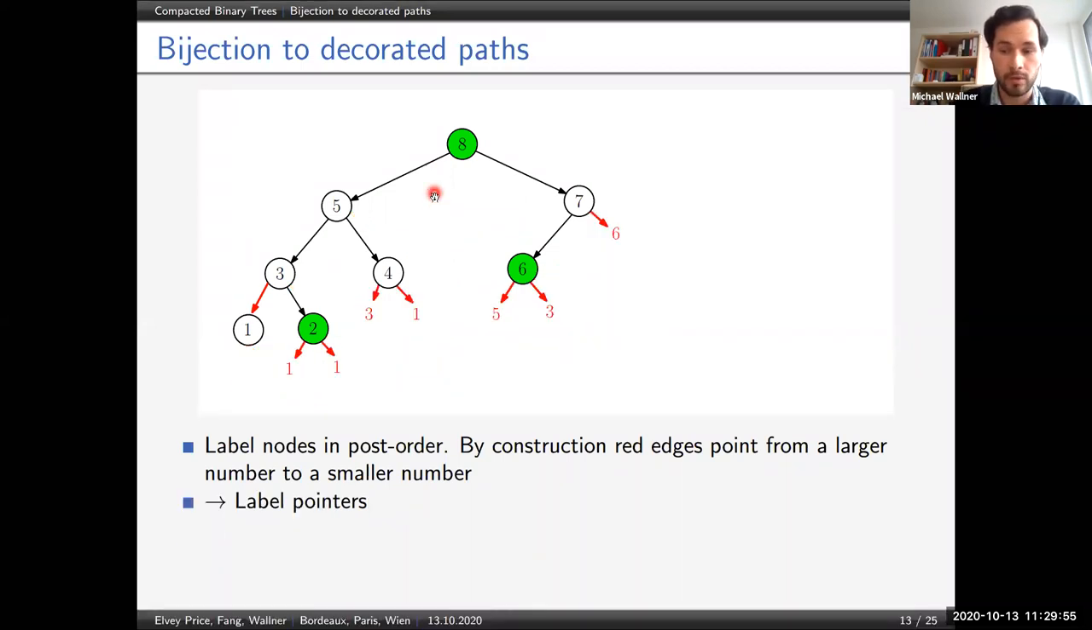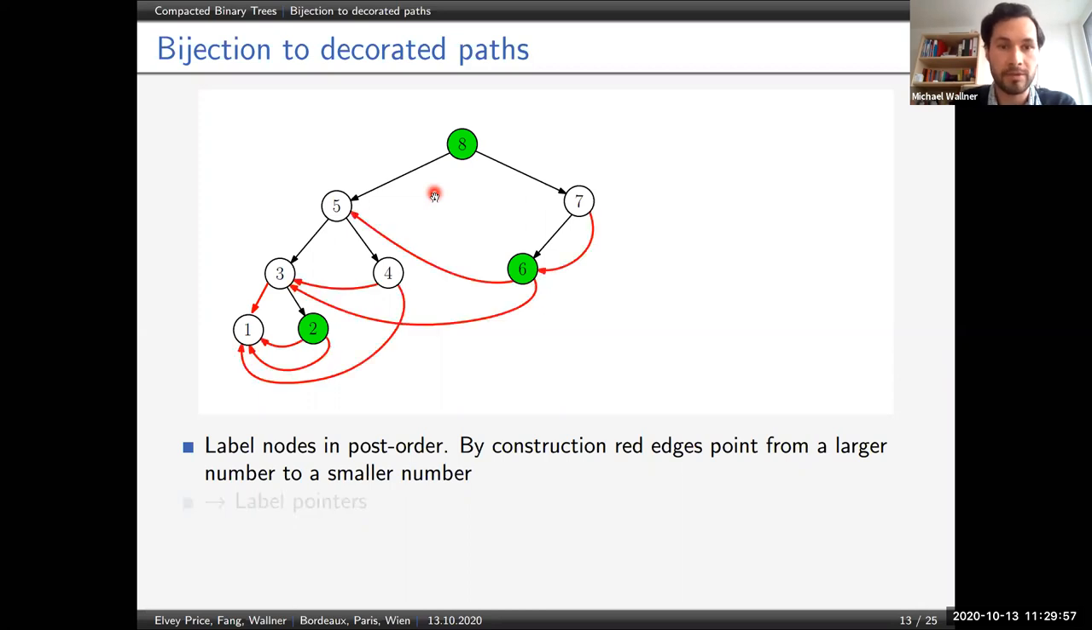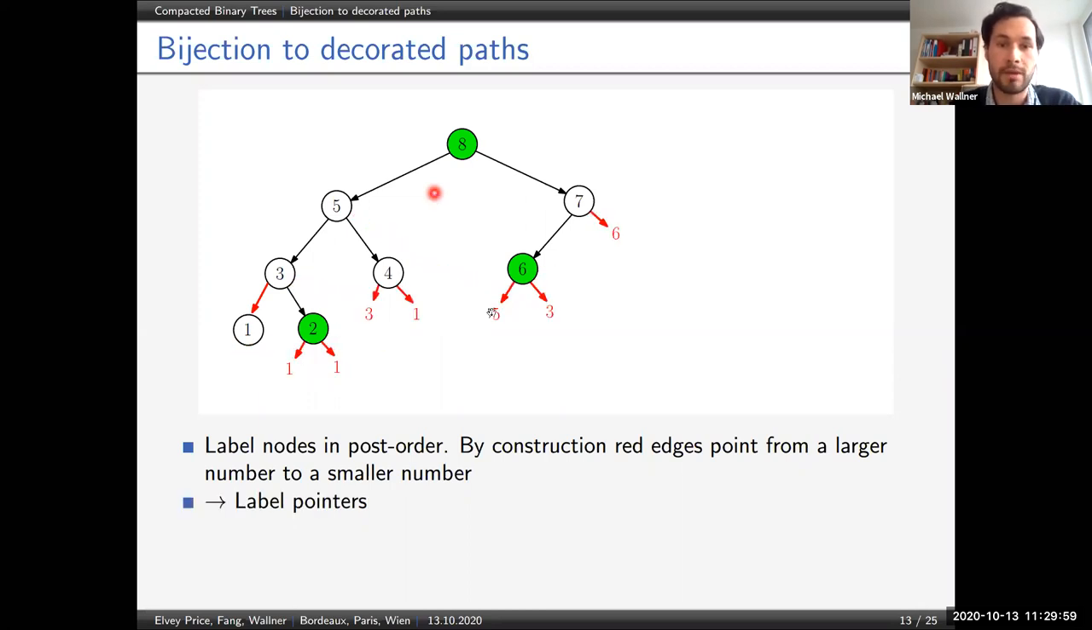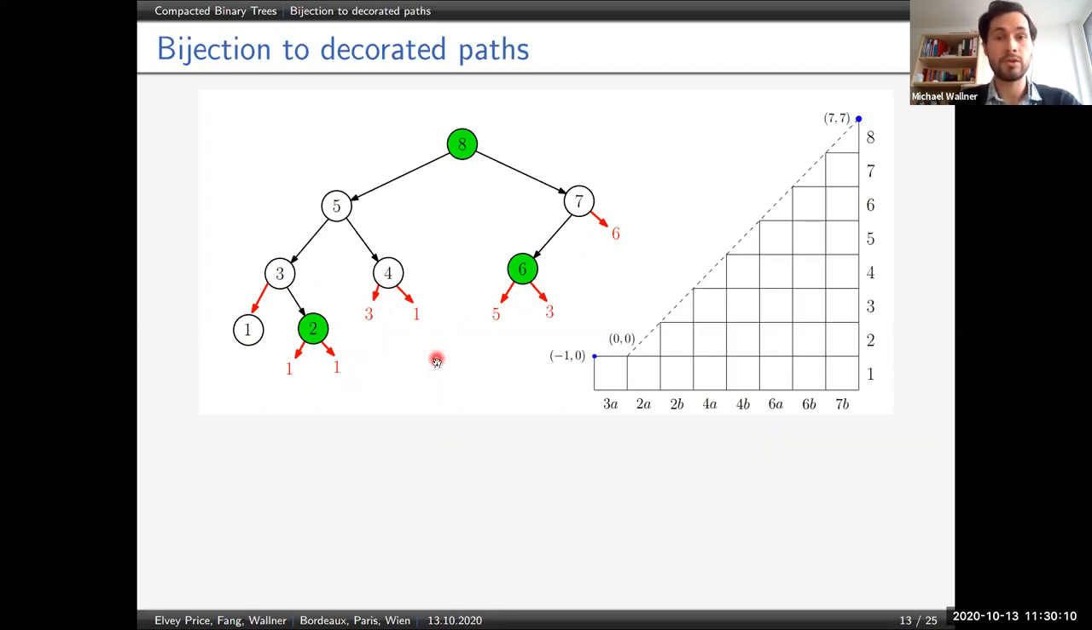And then what we do, we just forget about the labels. So here they were here, but of course, we can also just remember, sorry, I shouldn't point on my screen. We only have to remember where it's pointing. Okay, so this is now my structure here. And now I'll show you how we get a decorated path structure from this.